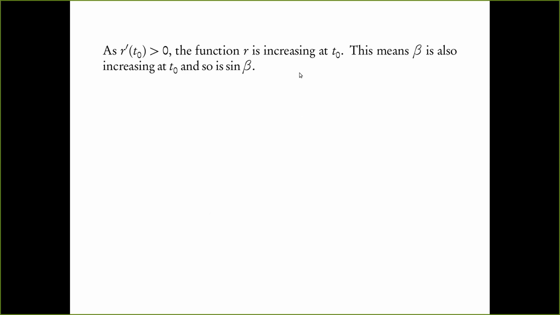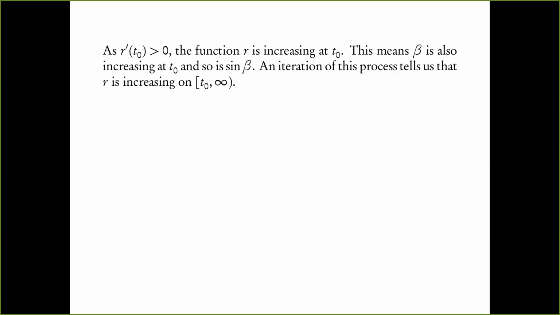And that means r times cosine is a constant, which implies cosine of beta should be decreasing, but cosine of beta decreases as t increases, right? So the point is beta is also increasing at t0, and hence sine beta is also increasing, because this is the only way that cosine can decrease, because r times cosine is a constant and r is increasing, so cosine is decreasing. So the angle beta is increasing at t0, so sine beta is also increasing at t0. All right. So it's a very simple argument, but it's kind of nice to see how things fit together.